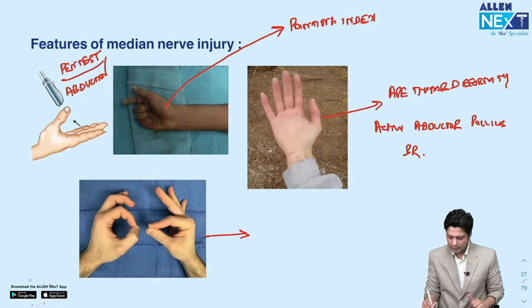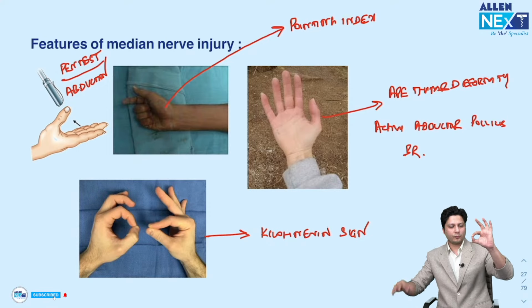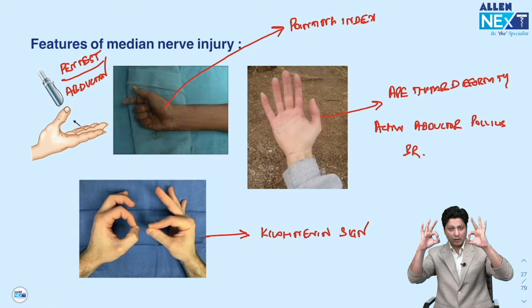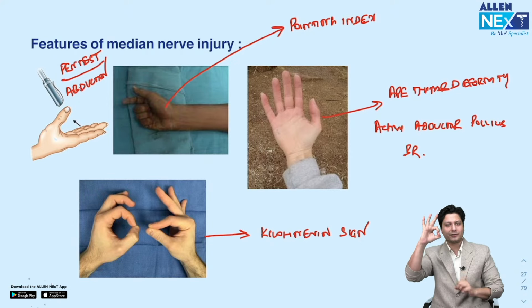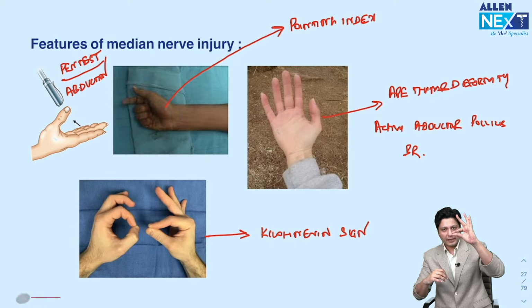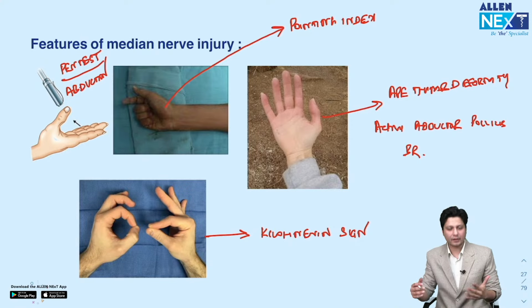Then we have got the Kilo-Nevin sign. What is Kilo-Nevin sign? You ask a patient to form a pinch. In case a circular pinch is formed because of the flexion of the thumb and flexion of the interphalangeal joint of the finger, it is normal. But in case of median nerve injury, the patient won't be able to make a circular kind of pinch. So this is Kilo-Nevin sign positivity, which is again a feature of median nerve injury.